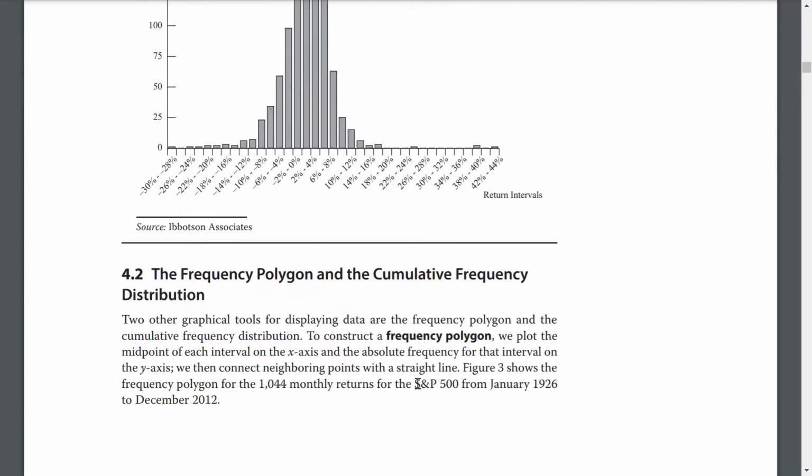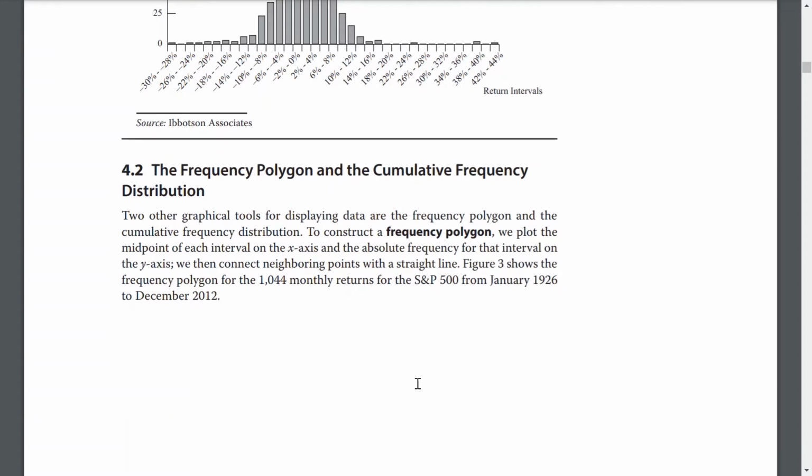4.2, frequency polygons and the cumulative frequency distributions. Two other graphical tools for displaying data are the frequency polygon and the cumulative frequency distribution. To construct a frequency polygon, we plot the midpoint of each interval on the x-axis and the absolute frequency for the interval on the y-axis. We then connect neighboring points with a straight line. Figure 3 shows the frequency polygon for the 1,044 monthly returns of the S&P 500 from January 1926 to December 2012.